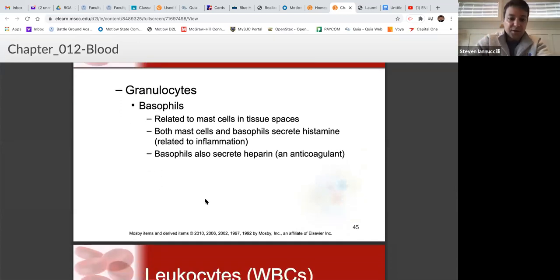Basophils, the last type of granulocyte. Okay. These deal with the secretion of histamines. Okay. Histamines are going to cause inflammation. Okay, and you most likely have taken antihistamines. Okay, if you've ever taken some type of allergy medicine like Benadryl, okay, or things like that, those are antihistamines. Okay, and antihistamines are going to reduce inflammation.